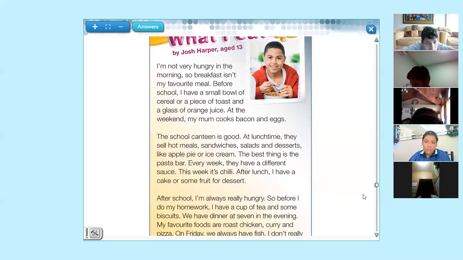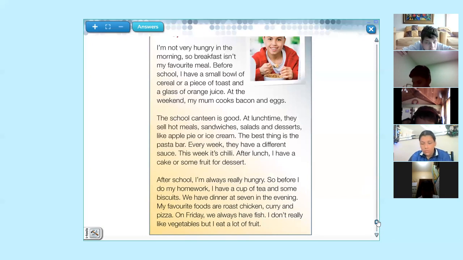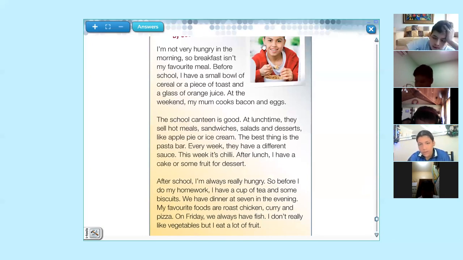Attention to this. This is a similar exercise that you are going to do. Continue, Miss. Start reading. I'm not very hungry in the morning, so breakfast isn't my favorite meal. Before school, I have a small bowl of cereal or a piece of toast and a glass of orange juice. At the weekend, my mom cooks bacon and eggs.